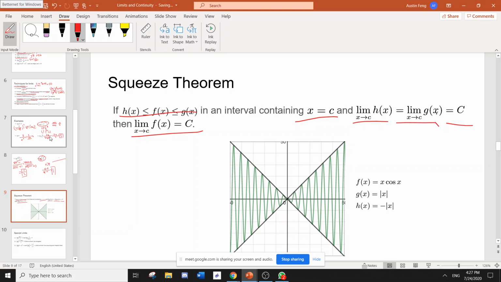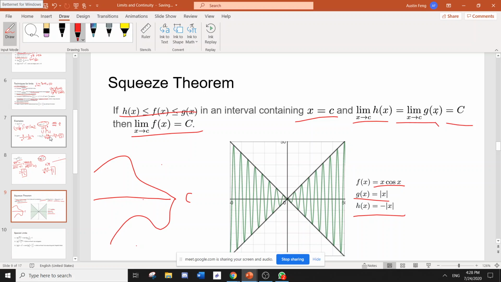So visualize it like this. We have 3 functions, for example, and these are h of x, f of x, and g of x, respectively. And h of x and g of x both go to a certain value c, right? So it's basically like squeezing f of x into c because f of x is in between h of x and g of x. So we have a function over here, f of x is equal to x cosine x, and g of x is equal to the absolute value of x, and h of x is equal to negative x.